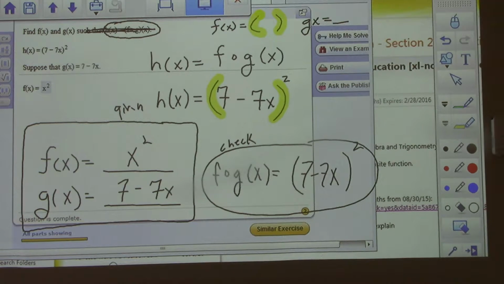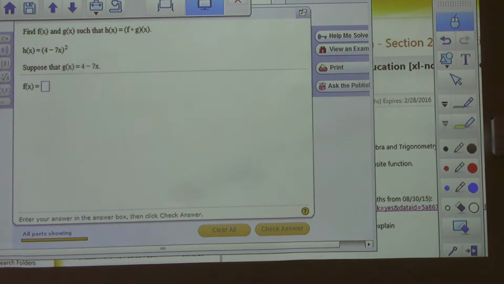Let's go again. Let's do another one. You're just going backwards, basically. All right, try that, and then we'll go with another one like it. I'll find one like it. We'll do a couple of these until you get it.